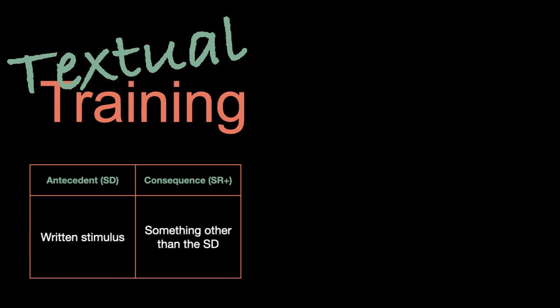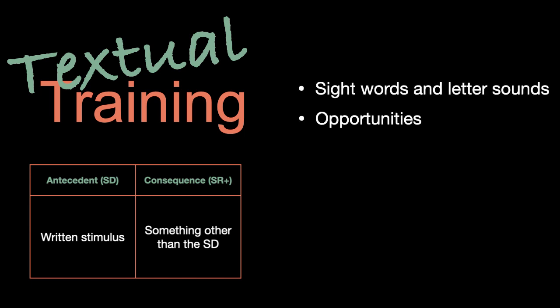Typically, textual behavior is taught in schools and is not part of insurance-funded ABA programs. If you're working in a school, you might be required to help the learner develop this verbal operant. Teaching textual behavior includes teaching sight words and letter sounds, creating opportunities within different activities for the learner to practice textual behavior, prompting the textual behavior, and providing reinforcement for gradually more independent responding.